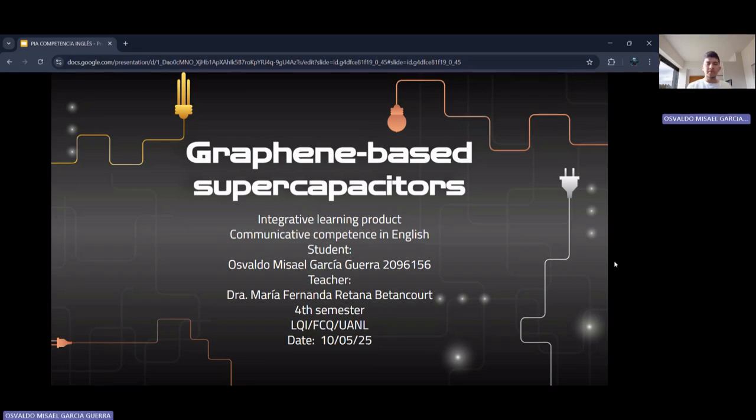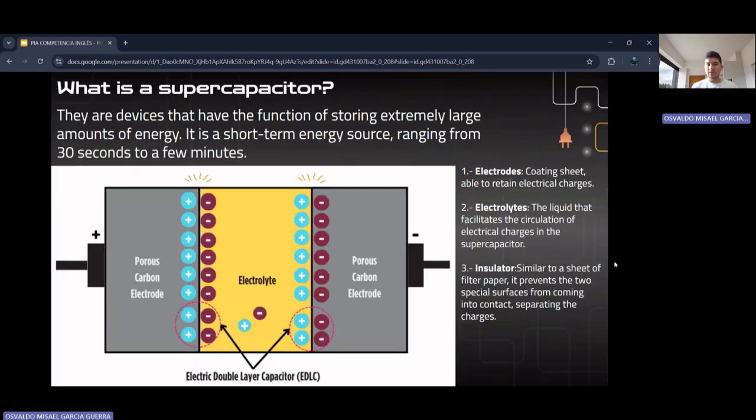Hi, in this video, I will be presenting the integrated learning product from the subject Communicative Competence in English, and the subject is graphene-based supercapacitors. First of all, we have to define what a supercapacitor is. They're devices that have the function of storing extremely large amounts of energy, and it's also a short-term energy source.